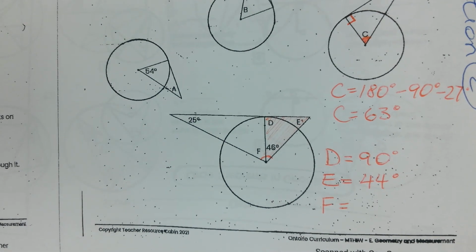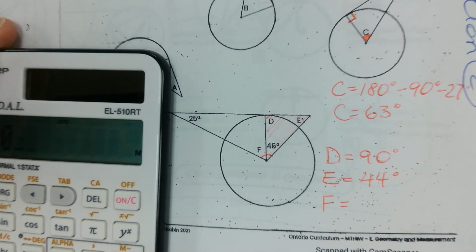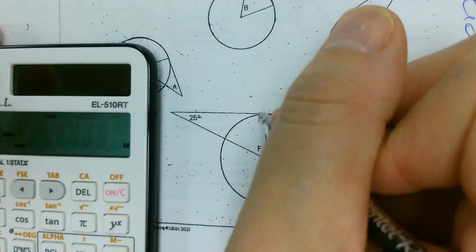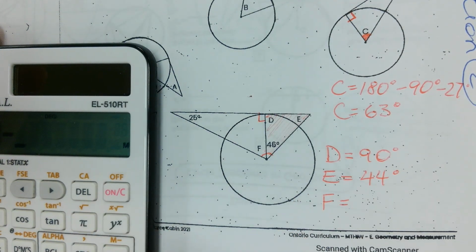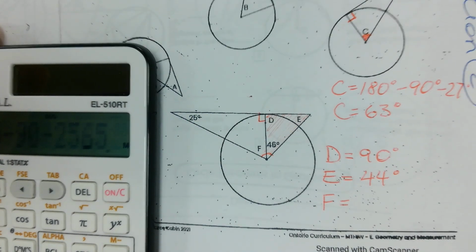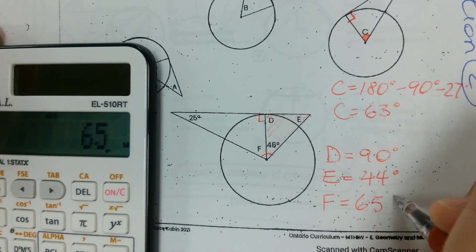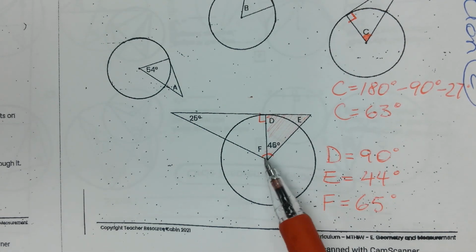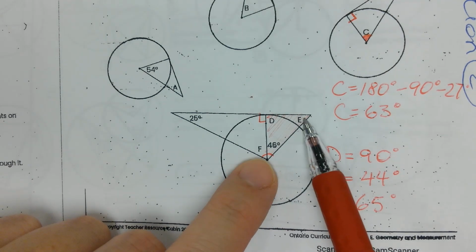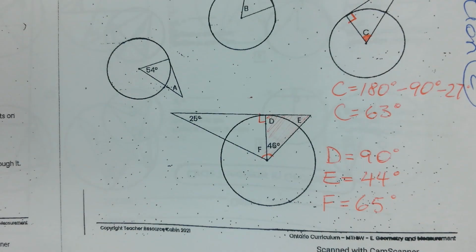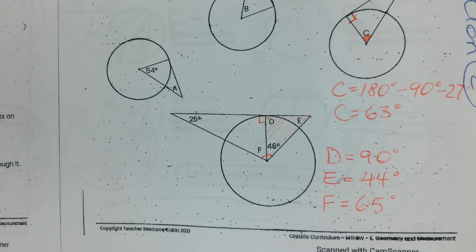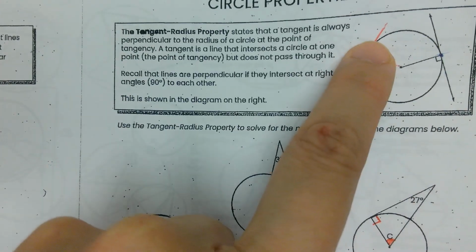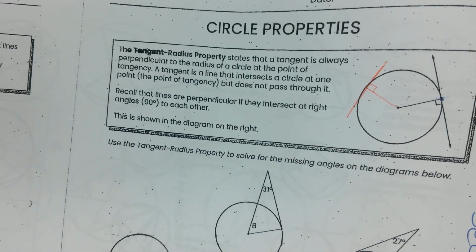So let's use a calculator. Actually, this triangle, I could just do this triangle: 180 minus 90 minus 25. So F is 65 degrees. And you can also check it another way: 65 plus 46 plus the 44 plus 25 should also give you 180. So that's a nice easy rule. Tangent radius property makes a 90-degree angle. That's all that property means.